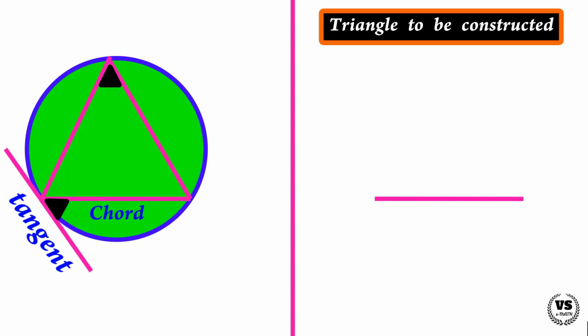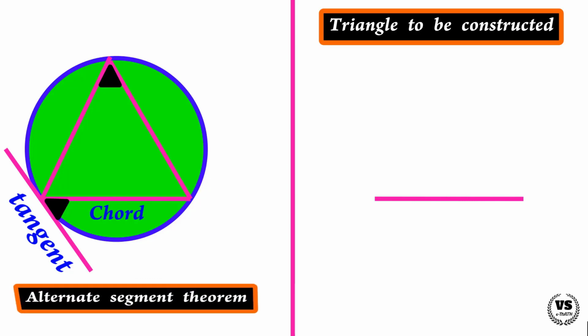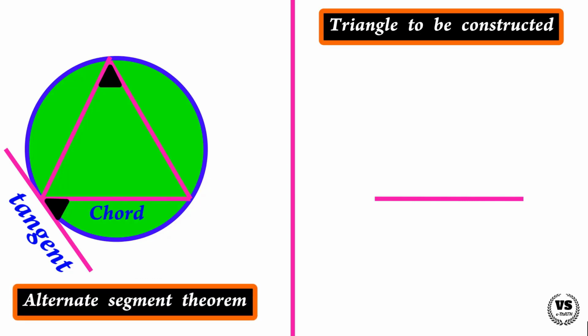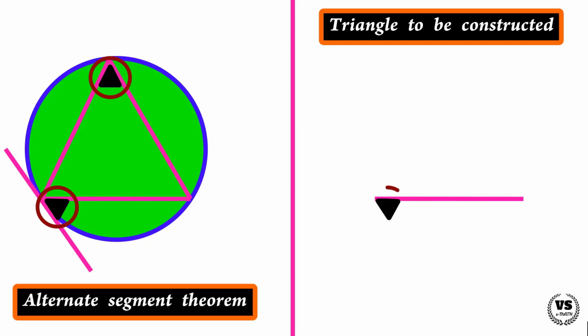Next, we draw the tangent. To draw it, we can make use of the alternate segment theorem. As the angle in the alternate segment is equal to the angle between the tangent and the chord, we mark the same angle beneath the chord and draw the tangent through it.